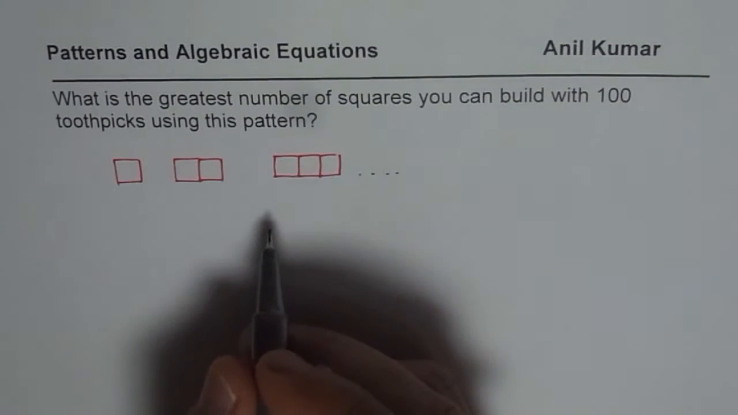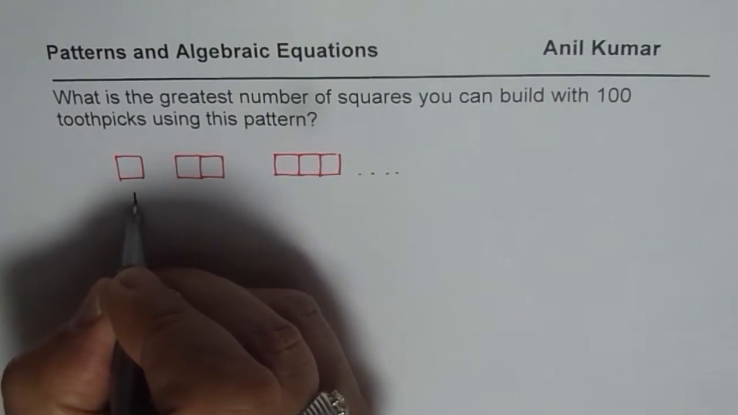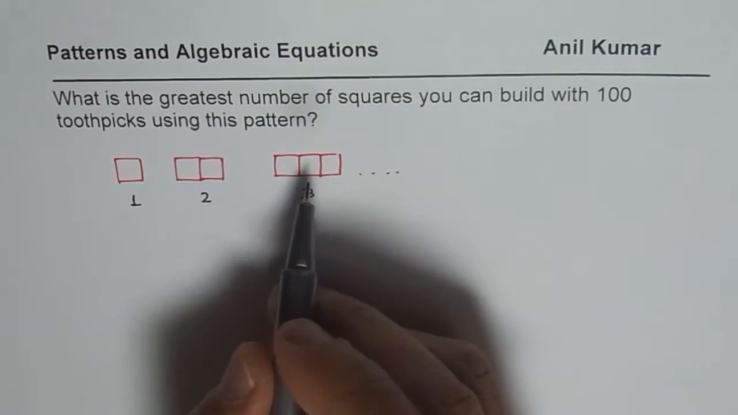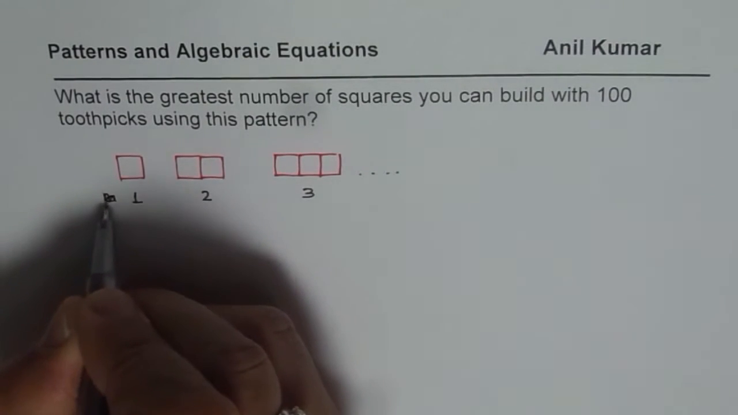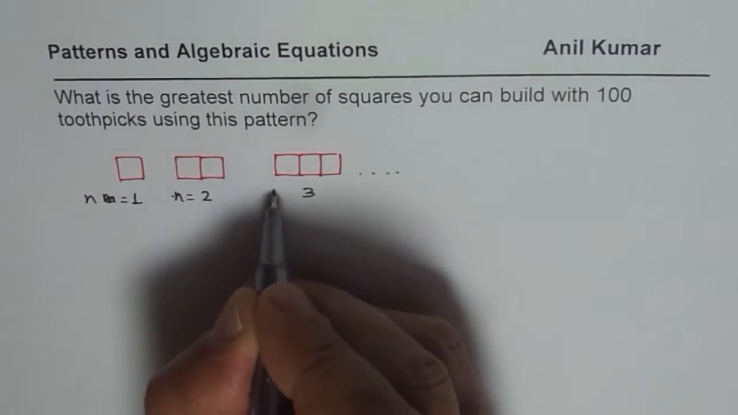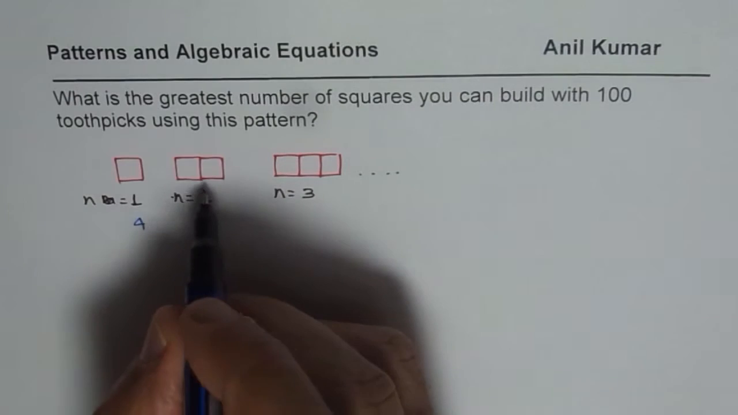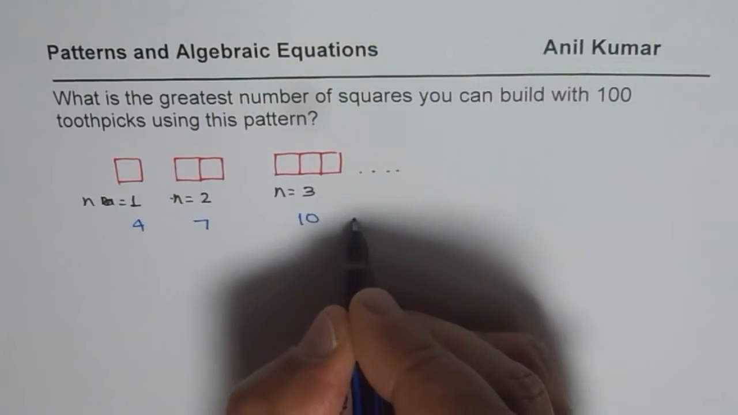Now let's try to get an expression, and then we will see how to solve it. So in stage 1, we have 4 toothpicks. Stage 2, we have 7. Stage 3, we have 7 plus 3, 10. So these are the n values. Let us say n equals 1, then we have 4 toothpicks. This is n equals 2. This is n equals 3. So the number of toothpicks in the first case is 4. In the second case, it is 4 plus 3, 7. Then we have 7 plus 3, 10, and so on.